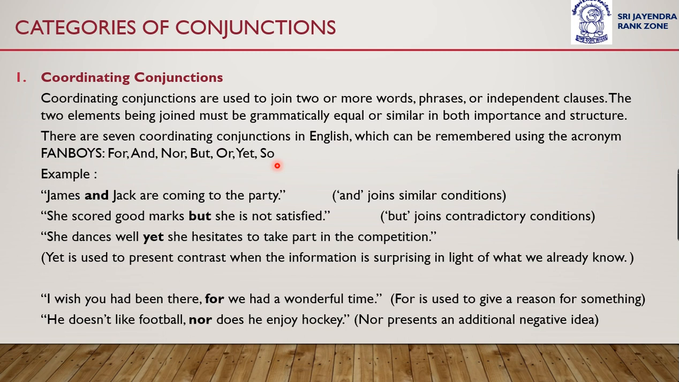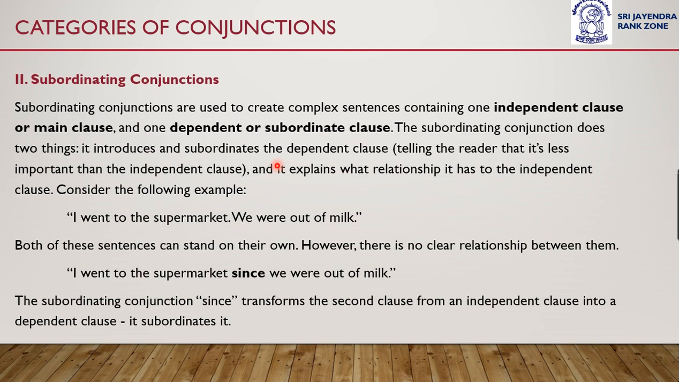All right, so I have explained the use of all the seven coordinating conjunctions. Please use them correctly. Now let us move on to our second type of conjunction, that is subordinating conjunctions. Subordinating conjunctions are used to create complex sentences containing one independent clause or main clause and one dependent clause.